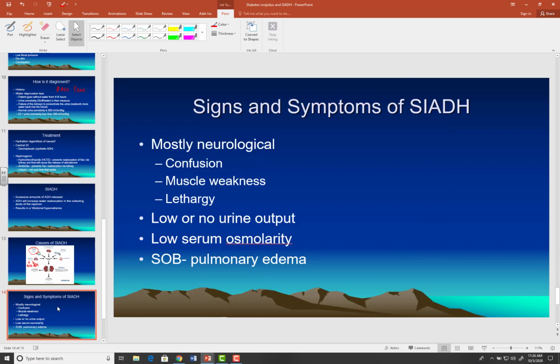Now, what are the signs and symptoms? Most of the signs and symptoms associated with SIADH are related to the dilutional hyponatremia. So it's neurologic. They're going to be confused, muscle weakness, everything's kind of suppressed, nervous system-wise. And then there's going to be low or no urine output. And we know why, right?